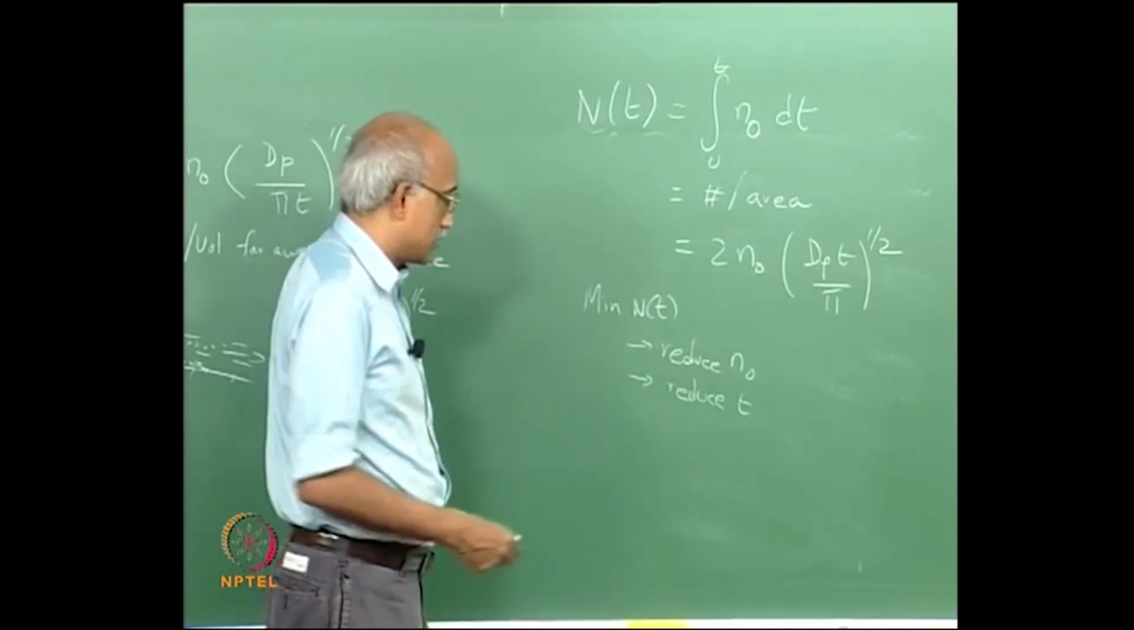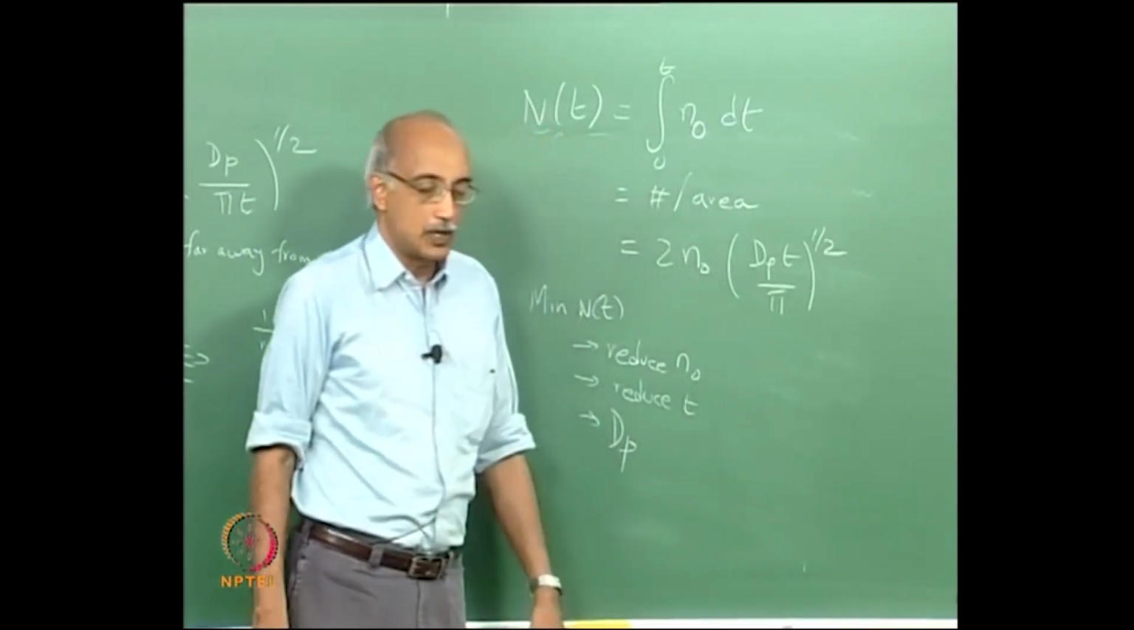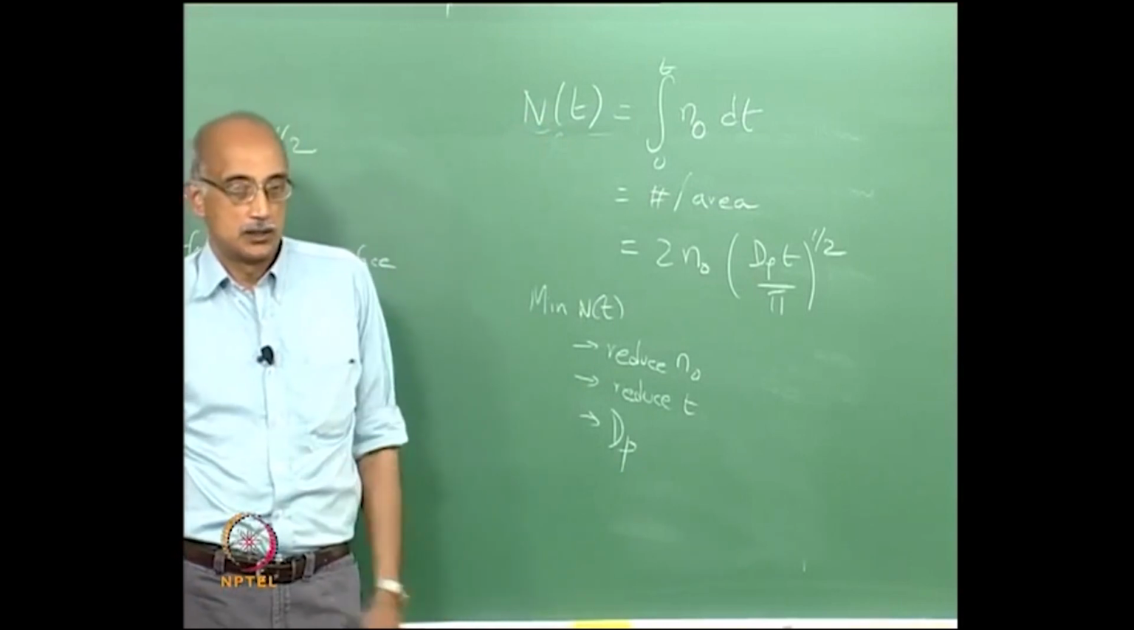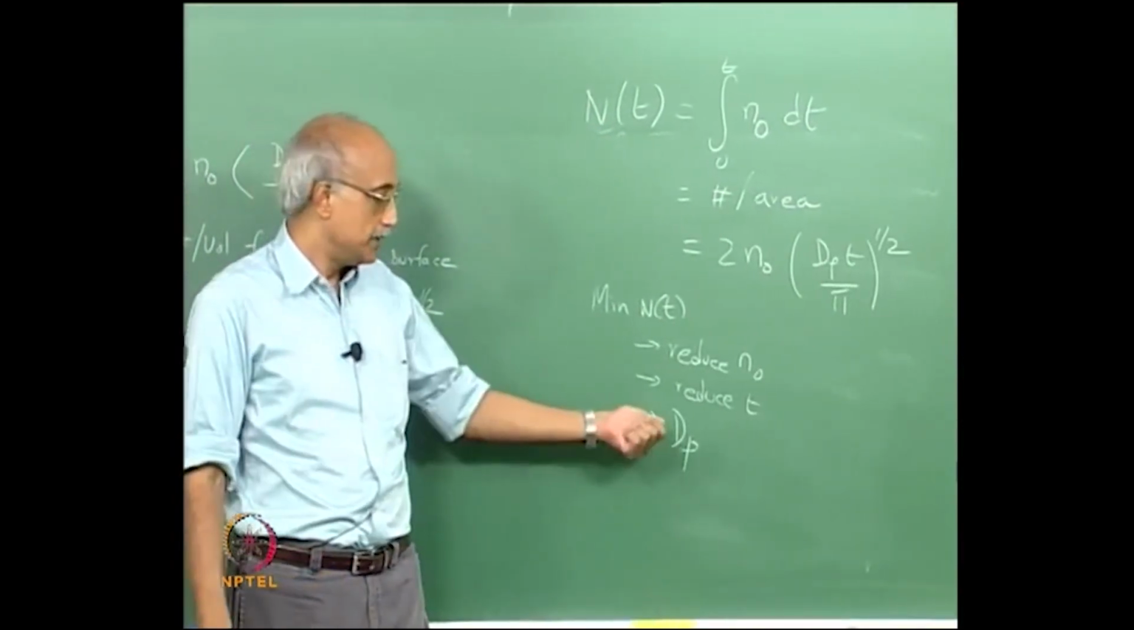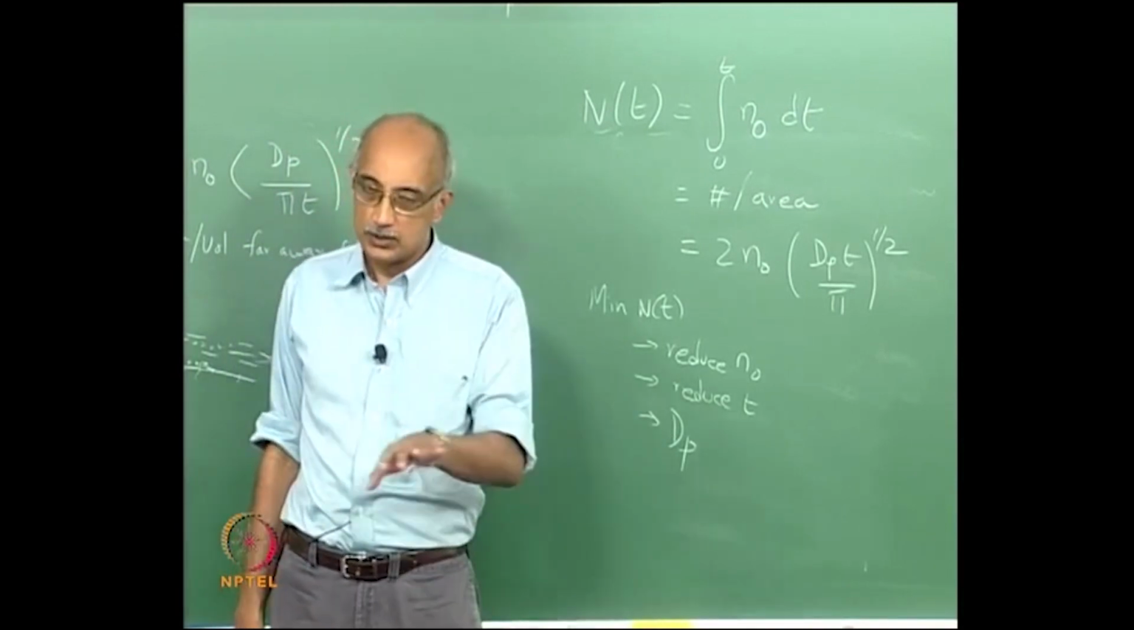Of course, the other factor where you have some control is dP. So how do you minimize flux using dP as a controllable parameter? Well, you reduce dP, you reduce diffusional flux.